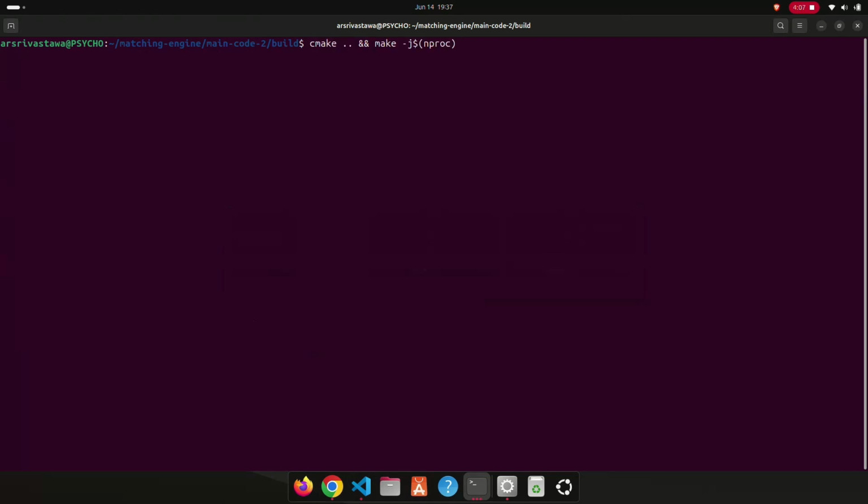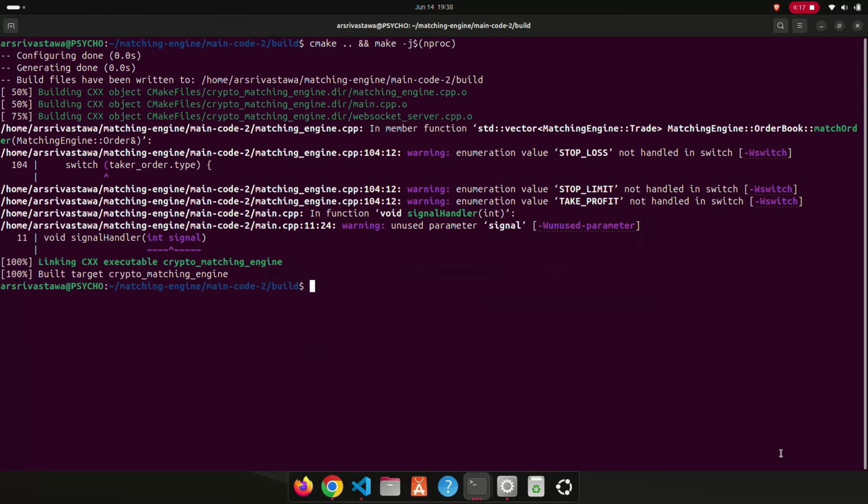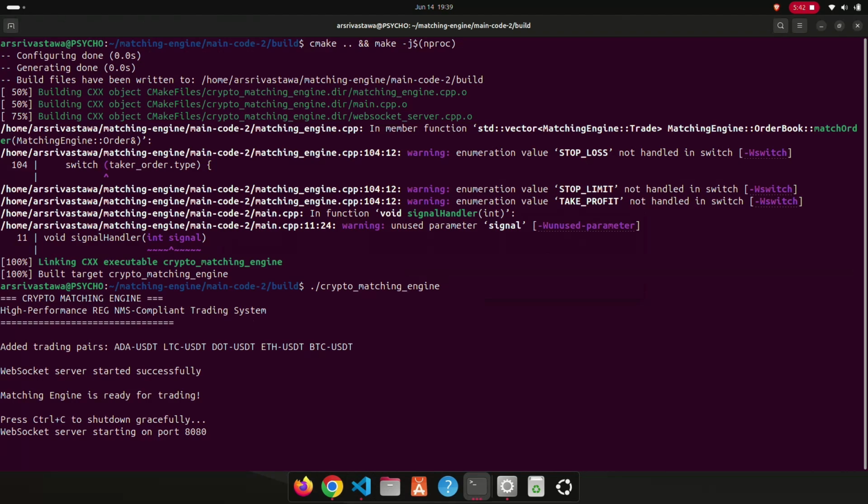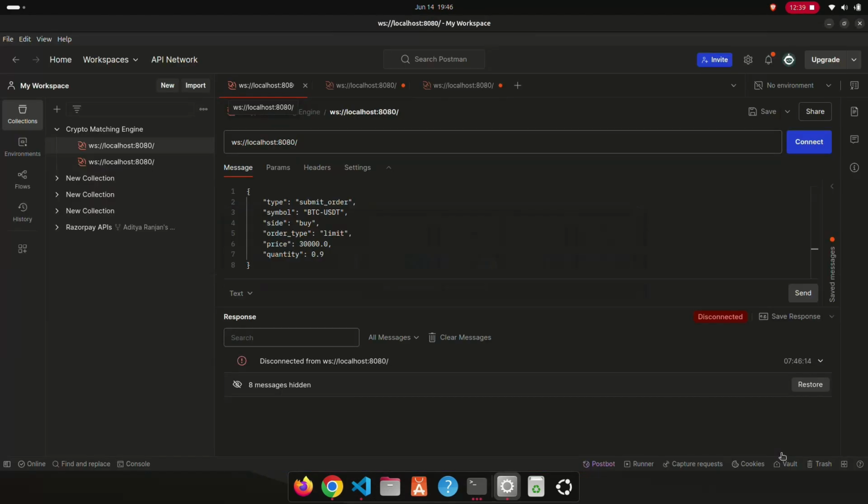So this is the build command, and with some warnings, our engine is ready now. So let's run our engine, and we will use Postman for API testing. We will send some mock submit order requests, and then we will see how our engine is processing the request. So the engine is running. Now open Postman to test the APIs.